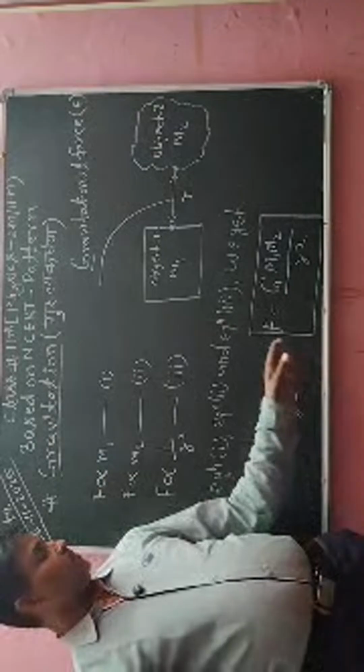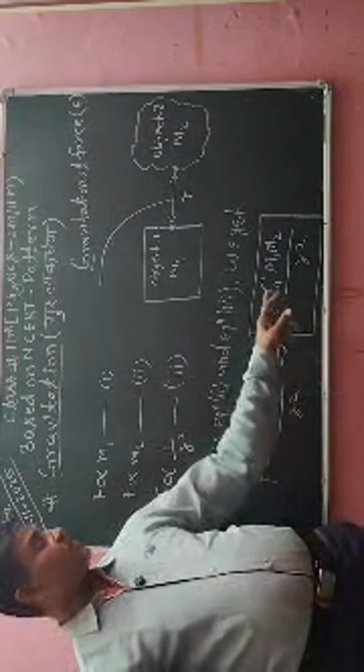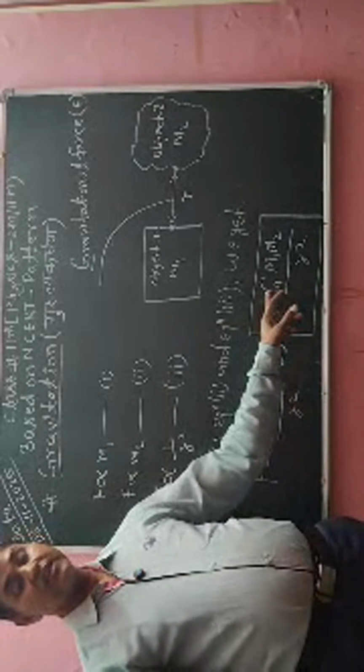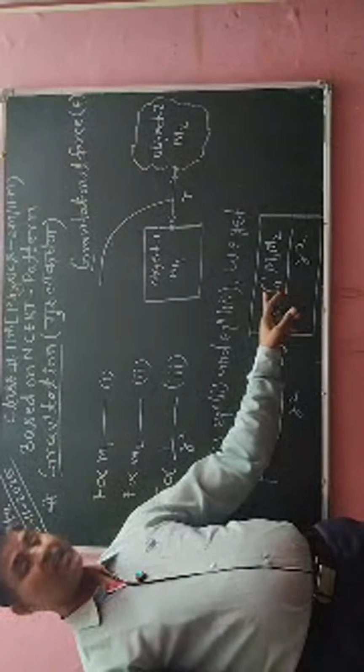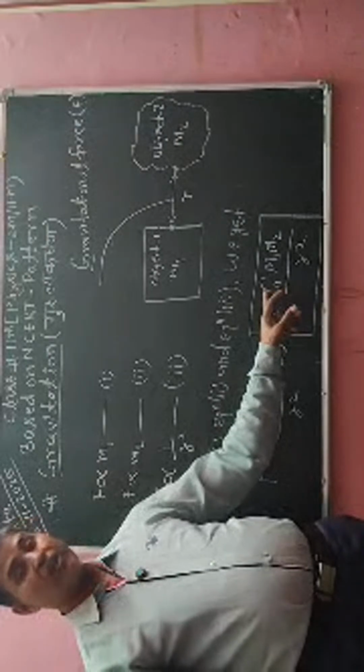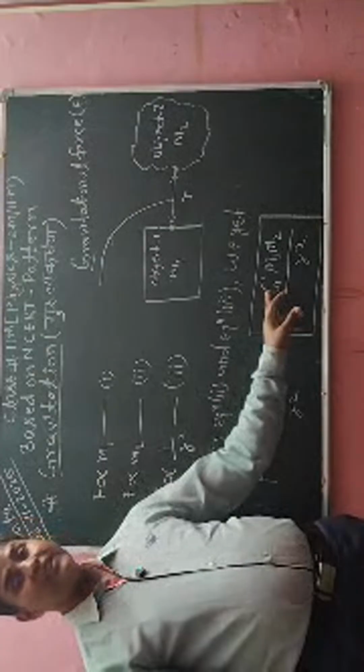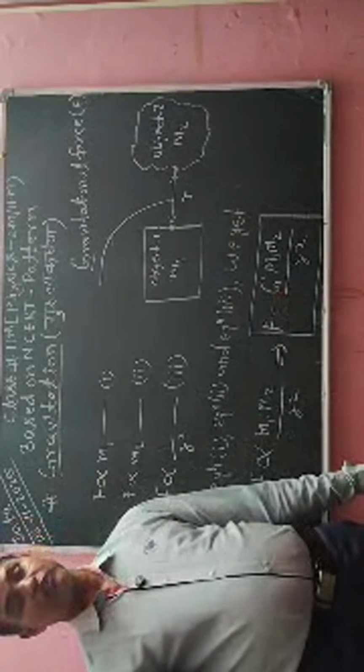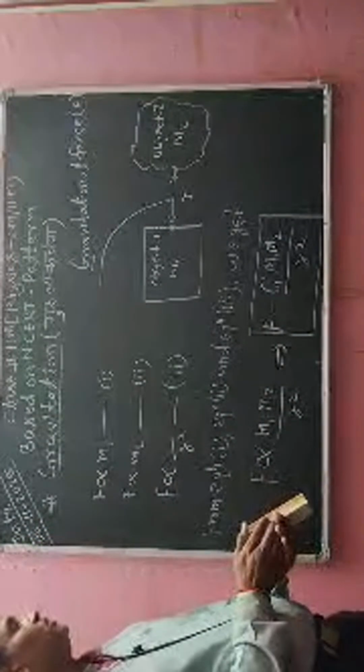Now I will also write the value of G, the gravitational constant, which has a fixed constant value. I have to write that value, and then I will write its dimension also. That is important and you have to know it positively.